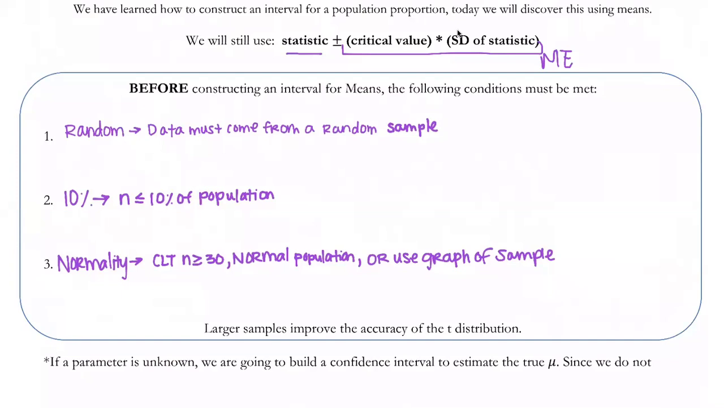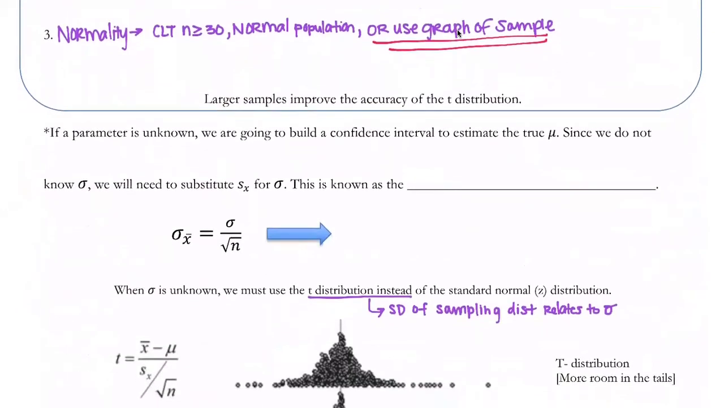The only change to this is that for normality, we're going to talk about this a little bit more. Sometimes we are given just data. So to check for normality, we're going to be using the graph of the sample, looking at a histogram or a box plot. And then we'll follow up with that in a little bit. But normality has a few different ways that it can be checked for means. So we're going to go ahead and move on to the next part on here.